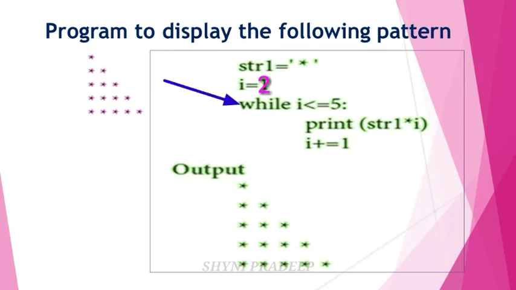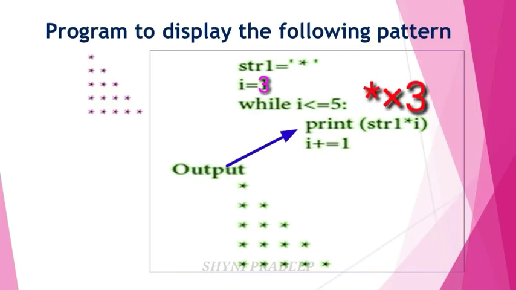Next, check the condition. 2 less than or equal to 5. So this condition is true. Next, string 1 into 2 means what? You have to print that multiplication operator for 2 times. So it will be printed on the output screen. Next, again update the value. So this I becomes 3. 3 is less than or equal to 5. True. This condition also true. So you have to print the string for 3 times. So this star will be printed 3 times on the output screen.